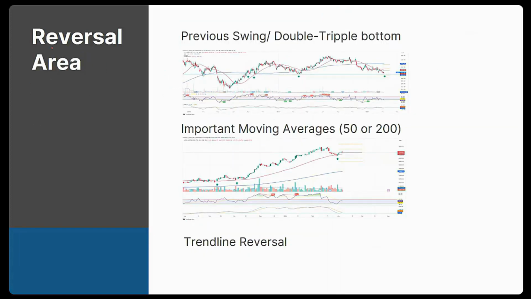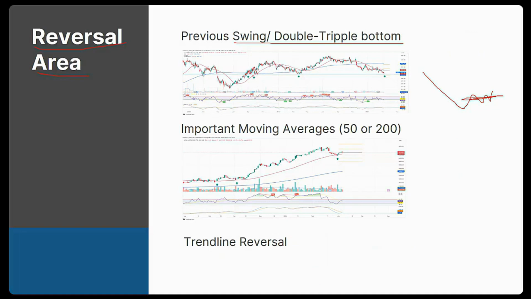Where to find these candles? Reversal area is where you should look for these candles. If price is coming down or moving here and you find a candle here, it is not a valid reversal candle. It should be at the previous swing, or a double or triple bottom. For example, price hit, comes here, again hits.